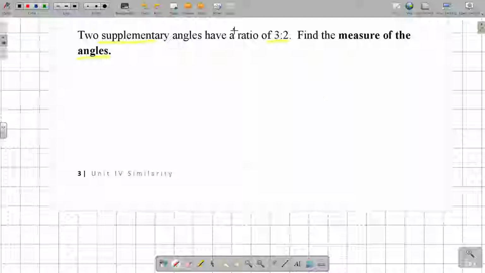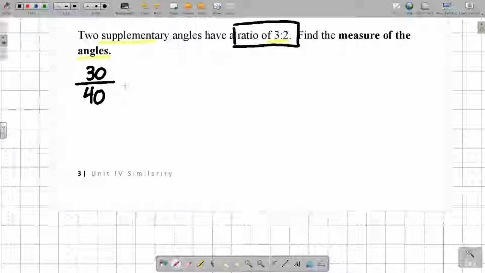Okay, now keep in mind what a ratio is. It's a reduction of... if I had 30 of something over 40, I divide both sides by 10 and I end up with 3 to 4. So my ratio would be 3 to 4.